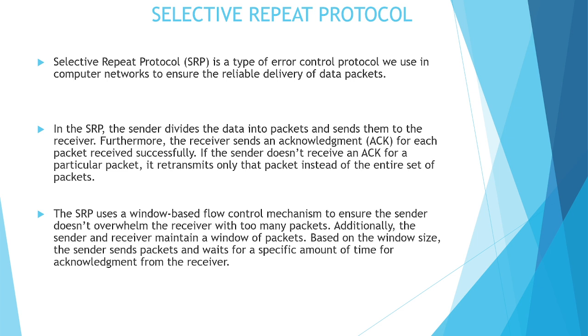SRP is a type of error control protocol we use in computer networks to ensure the reliable delivery of data packets. In SRP, the sender divides the data into packets and sends them to the receiver. Furthermore, the receiver sends an ACK for each packet received successfully. If the sender doesn't receive an ACK for a particular packet, it retransmits only that packet instead of the entire set of packets. The SRP uses a window-based flow control mechanism to ensure the sender doesn't overwhelm the receiver with too many packets.